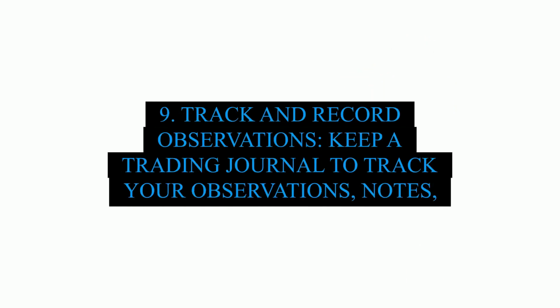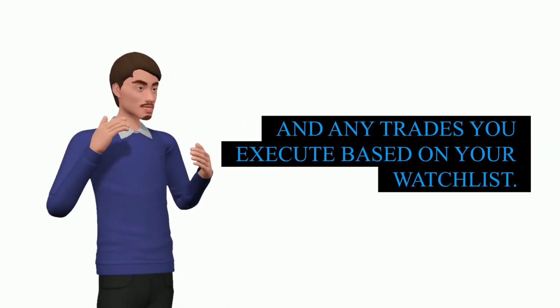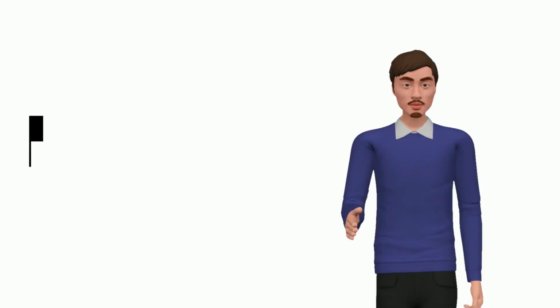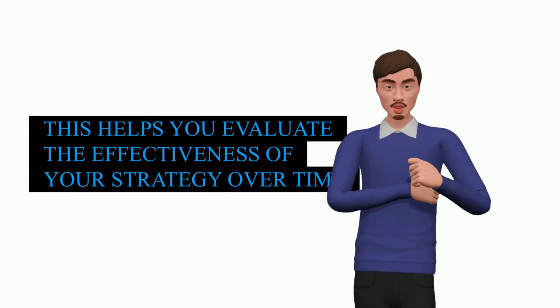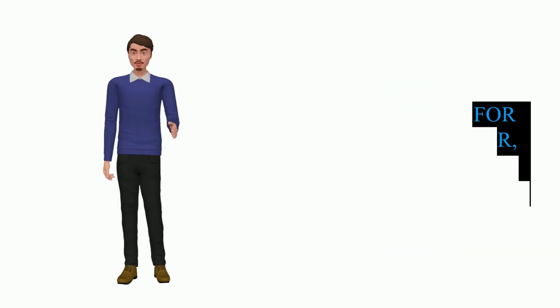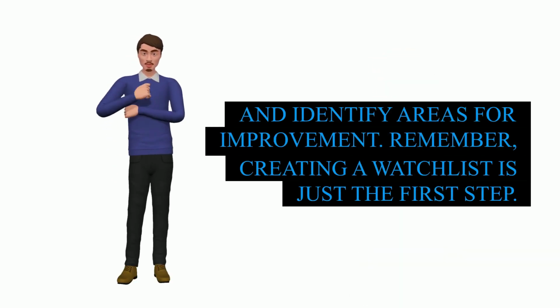9. Track and record observations. Keep a trading journal to track your observations, notes, and any trades you execute based on your watch list. This helps you evaluate the effectiveness of your strategy over time and identify areas for improvement.